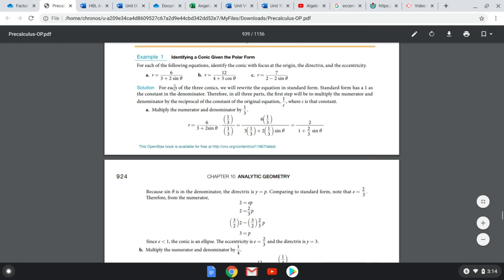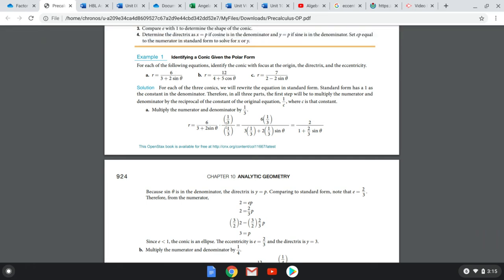here's an example of that. For this one, if I want to know which conic this is, I know that if this is 1, it's not right now, but if this is 1, then this is EP and this is E. So I need to get this to be 1. I'm just going to multiply top and bottom by 1/3, right? If I multiply top and bottom by the same thing, I haven't changed anything. So I'm basically dividing everything by 3. So I have 2 on top, and I have 1 plus 2/3. Now that this is 1, this is E.